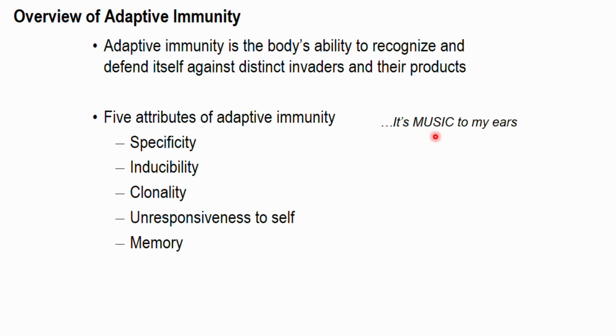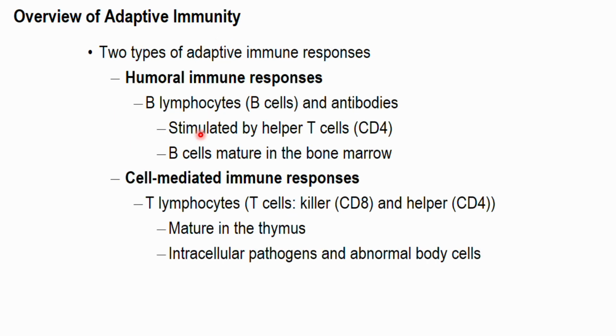And so this right here is a little mnemonic that some students like to use for M-U-S-I-C, music. So if you can remember music and you remember what these are, that will put you on a path to memorizing and ideally then learning the 5 attributes of adaptive immunity.